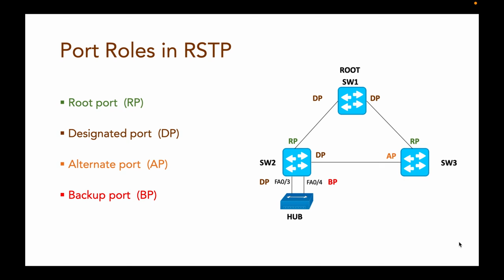As shown in the topology, you can see switch 2 has two links that connect to the same hub. Switch 2 port FA0/3 happens to win the election as designated port. The other port on switch 2 that connects to the same collision domain, FA0/4, acts as a backup port. So with a backup port, if the current designated port fails, switch 2 can start using the backup port with rapid convergence. Then the last port we have is disabled port.